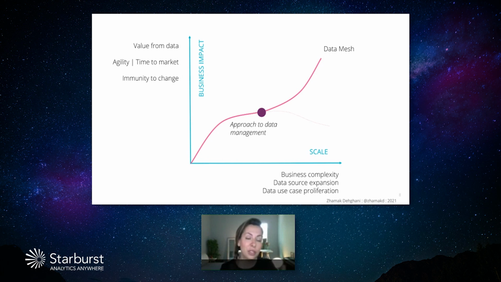And the approaches that we've taken so far with the lake, with the warehouse, this centralized approach, we started seeing around 2018 a plateau of return, a plateau in value that we're getting from our data. When we look at the investments that companies are making in data platforms or data solutions, compared to investments in infrastructure and mobile, the returns are much lower, right? And time to market is slower, agility is slower. We're seeing the plateau of immunity to change.